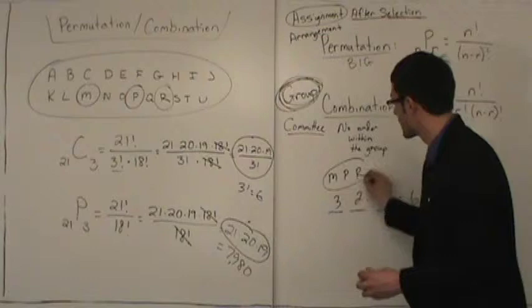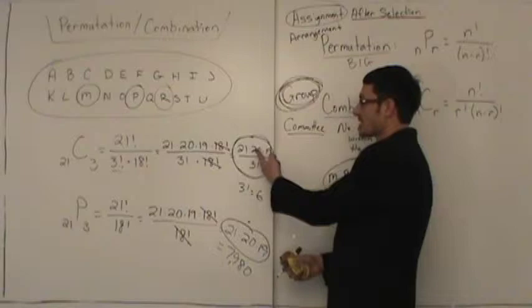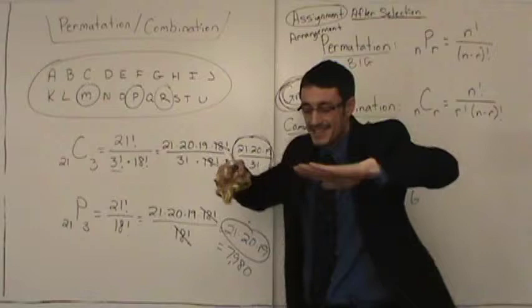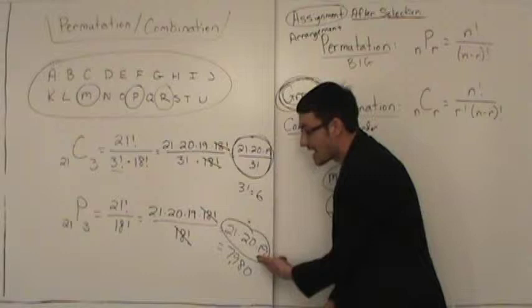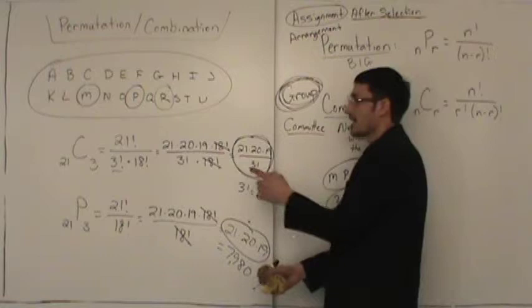Notice, do you see that in the combination formula, we can write 3 times 2 times 1 as 3 factorial. In the combination formula, we had 21 times 20 times 19 divided by 3 factorial. So do you see that the combination formula is 6 times smaller than the permutation formula? Notice that in the permutation formula, we are not dividing by the 3 factorial. What this means is that the permutation formula is 3 factorial times larger, or 6 times larger than the combination formula.